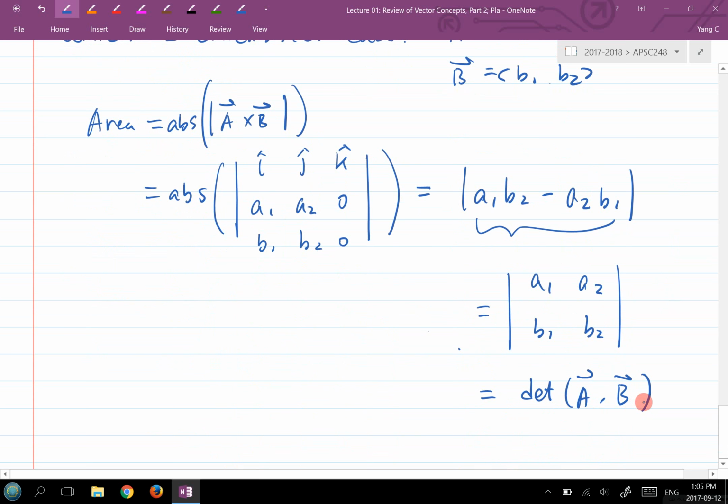Okay? So you'll see why I'm doing this, because I want to make an analogy to the next topic here. Okay? So it's also related to the determinant. Okay? Any questions so far?